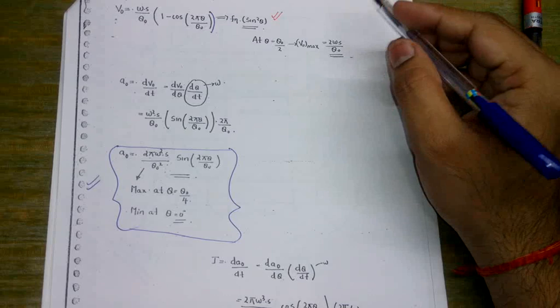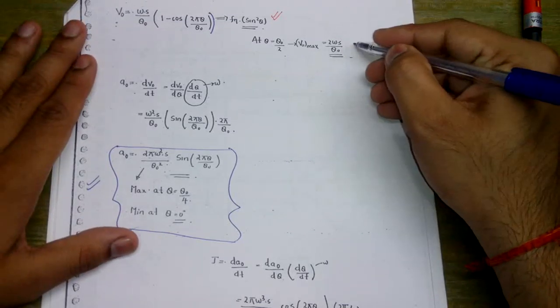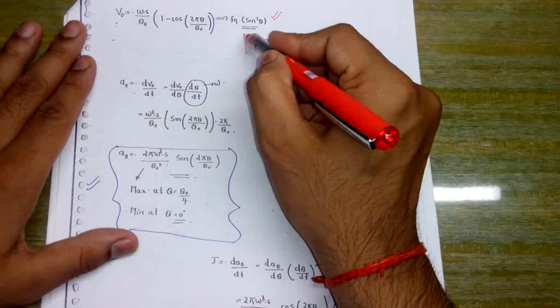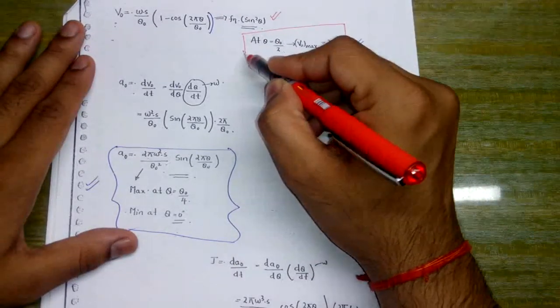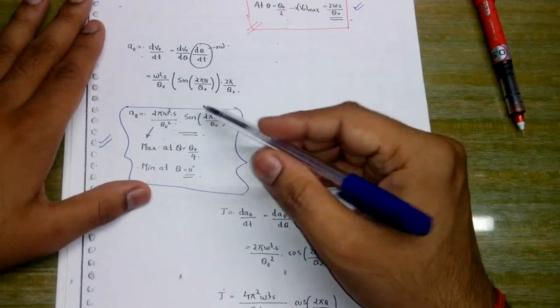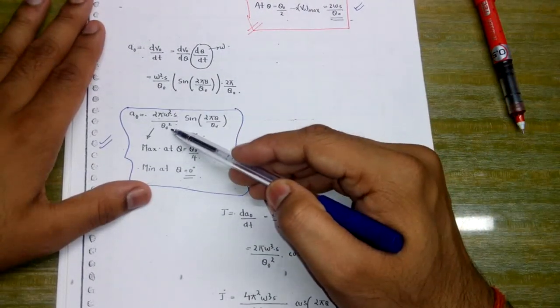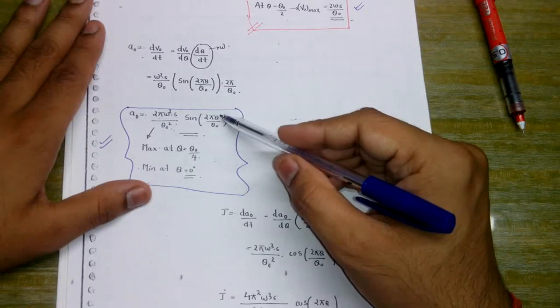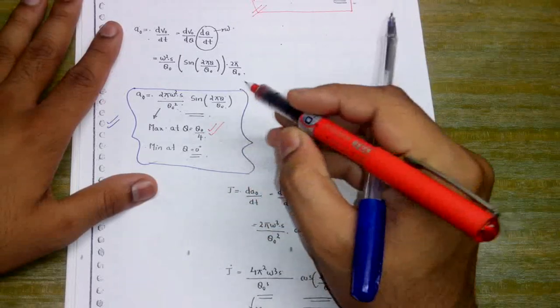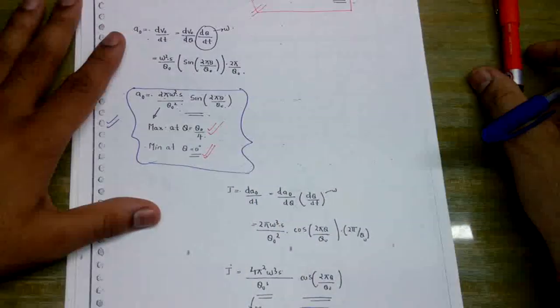And at theta equal to theta naught by 2, we are having the maximum value of v naught, that is 2 omega s upon theta naught. And a naught would be simply 2 pi omega square s upon theta naught square and sine 2 pi theta upon theta naught, and it is maximum at theta equal to theta naught by 4 and minimum at theta equal to 0 degree.